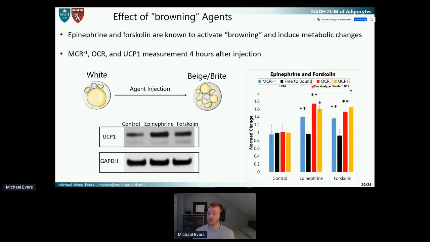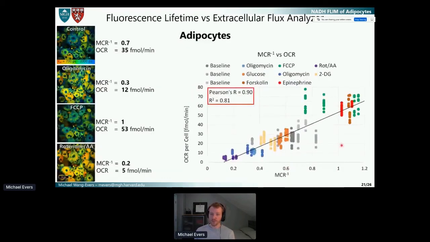However, the free to bound ratio, we expect it goes down here, which it did not do in a significant way. So we were very happy with this result, that we now have a metabolic biomarker that might have a higher sensitivity than the free to bound ratio.